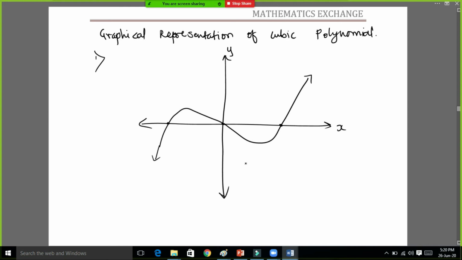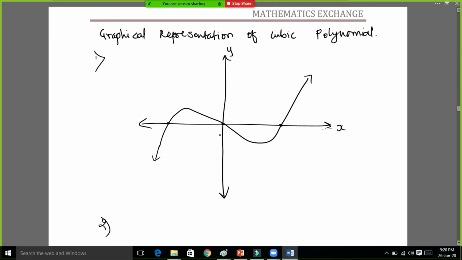In the case of a linear polynomial, the graph is a straight line. In the case of a quadratic polynomial, the graph is a parabola. But in the case of a cubic polynomial, we have a shape like this. So this shape represents the graph of a cubic polynomial. If we observe the graph and see at how many points it touches the x-axis, that tells us how many zeros there are. So in the first case we have 3 zeros.